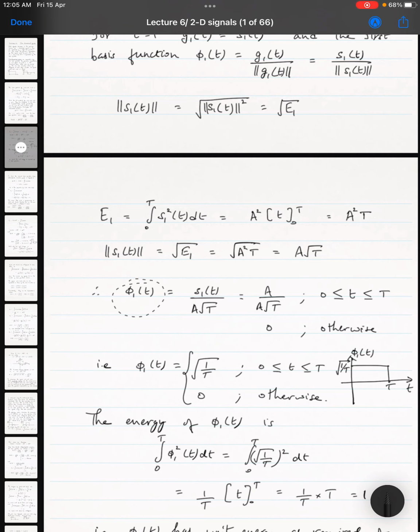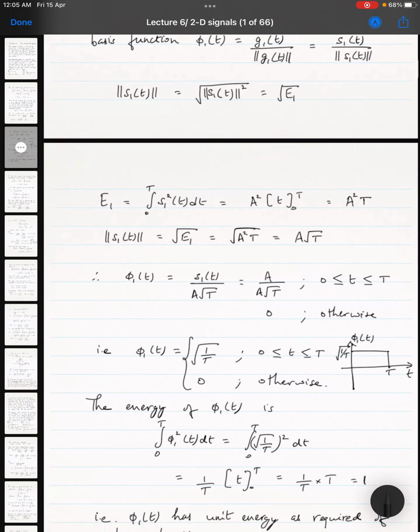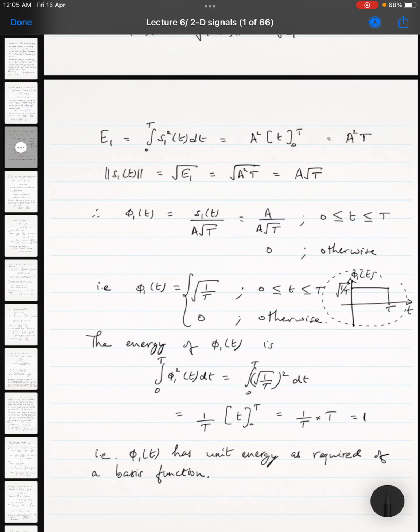So from that, we now have our first basis function phi1 of t defined as the signal S1 of t divided by the square root of its energy. So we have the first basis function as this form over here, which is plotted over here. So that's our first basis function. Now the energy of the basis function, just to verify that this basis function satisfies the property of being unit energy. So if you calculate the energy of this basis function, we see that it is indeed equal to 1. So that means this has unit energy.